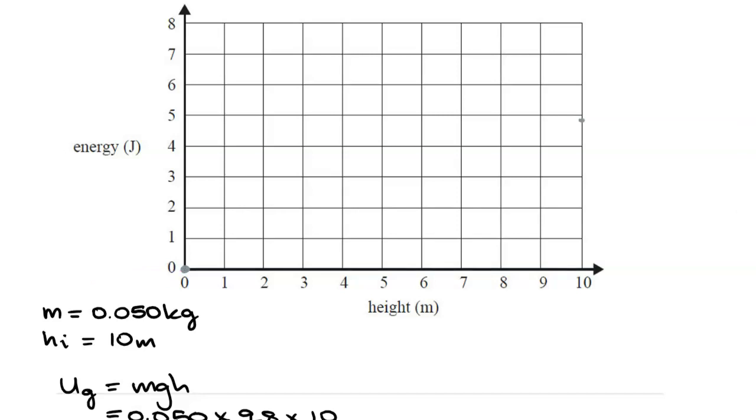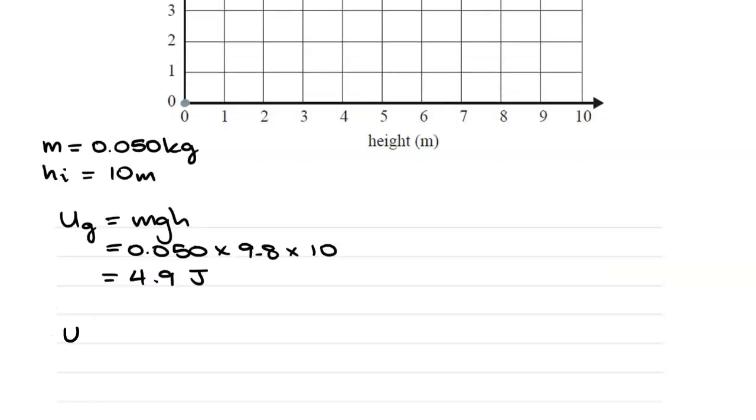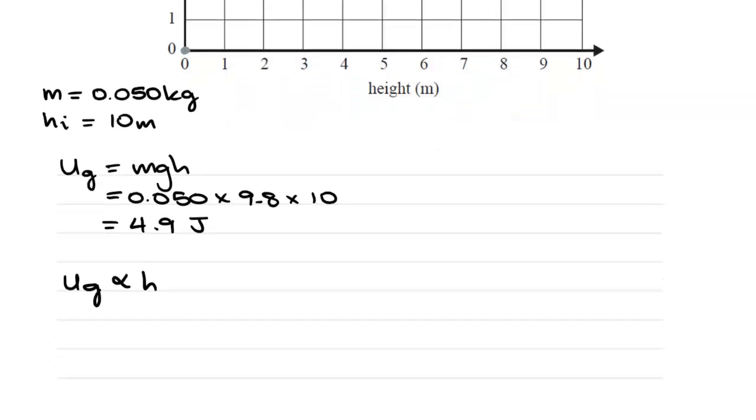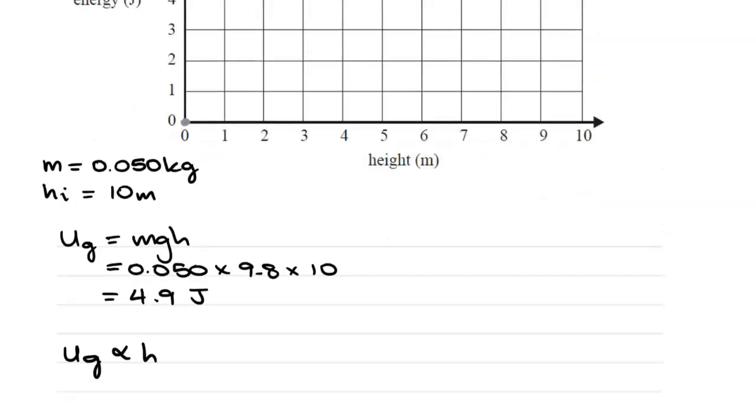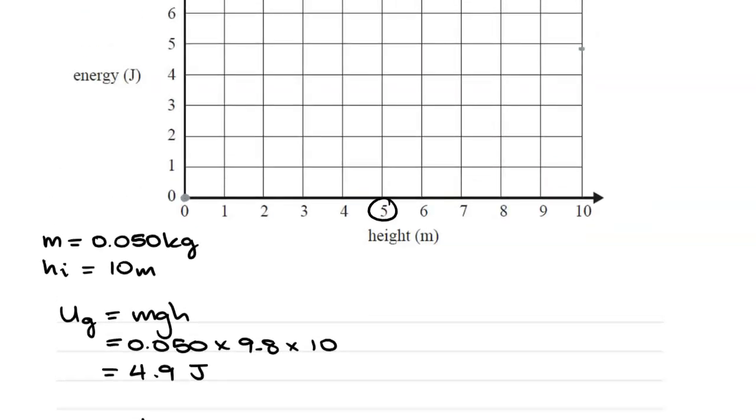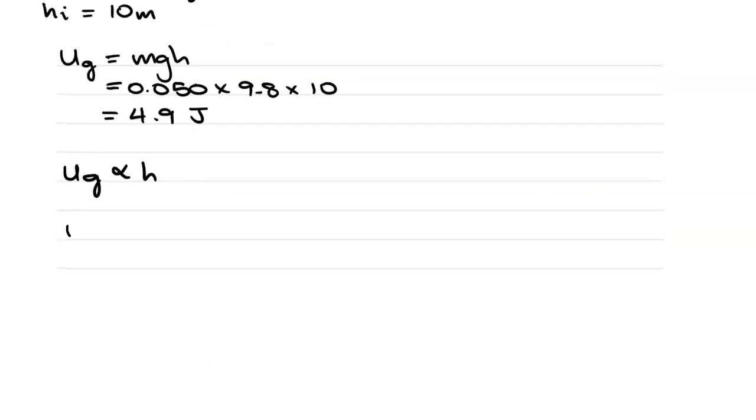Now I know this is going to be linear, because I know U_G is proportional to h. But if you didn't trust me, you could do a series of calculations here. You could do U_G for each different height, but I think that would actually be inefficient. So I know it's going to be a straight line, but let's maybe figure out when the height is 5 what the point is, just to convince you.